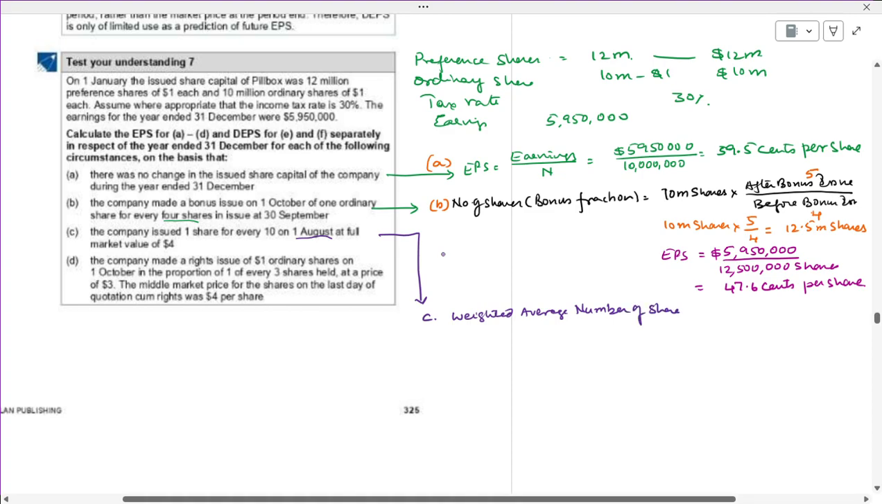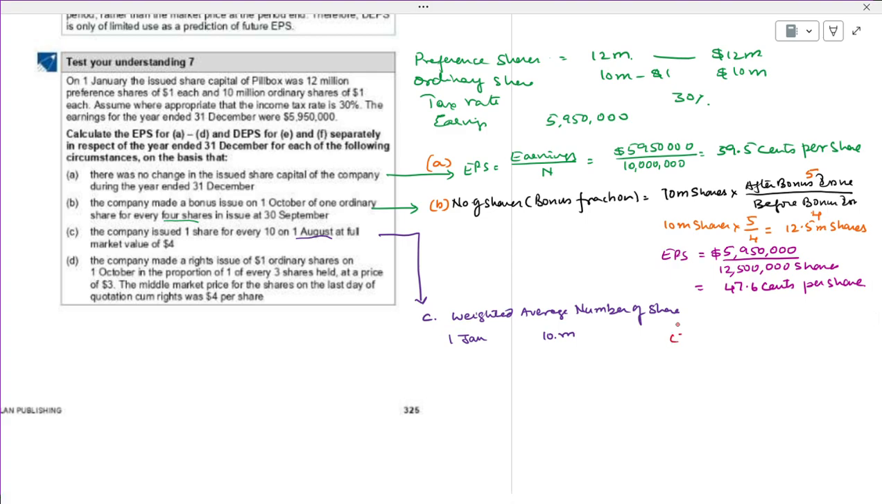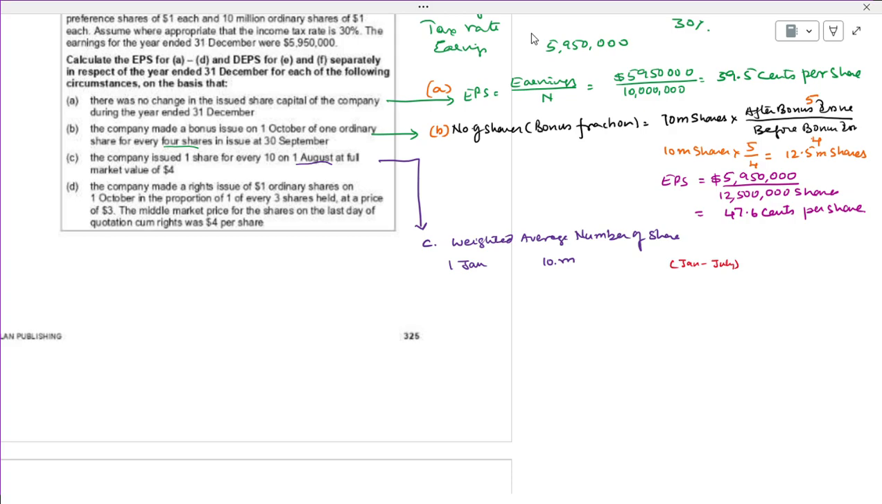Weighted average number of shares. On 1st January, how many shares are there? 10 million shares. What is the time element? This is from January to July. They issued on 1st August, so you will get a fraction of 7 by 12. How much will you get? 10 million into 7 by 12.